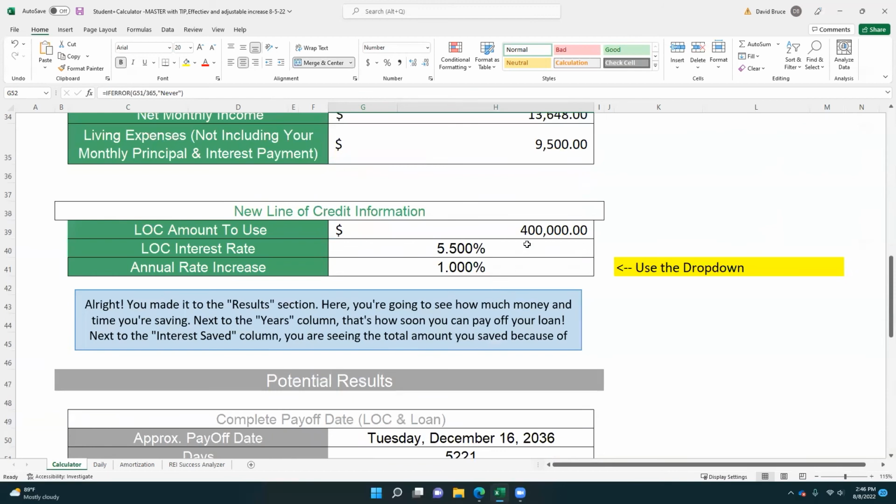So here's what I'm going to do. Instead of a $400,000 draw, which is the first lien, we're going to just do chunks of, say, $20,000. So we're going to do a $20,000 draw. We're going to deposit it towards the mortgage. And I'm still going to leave this 5.5% and the 1%.